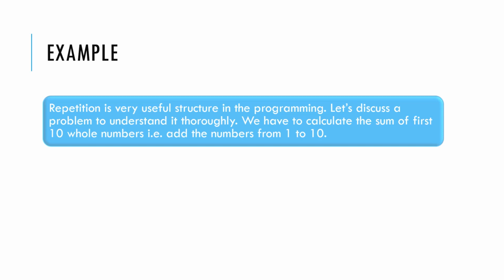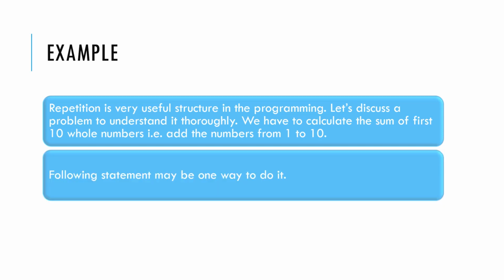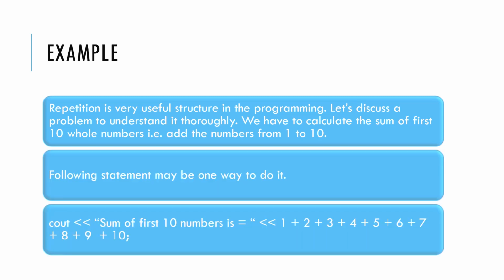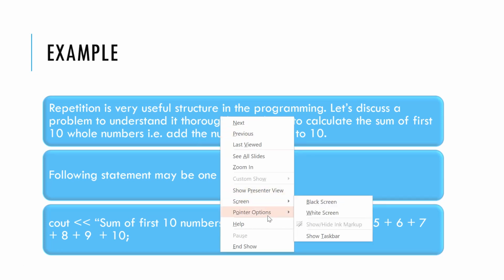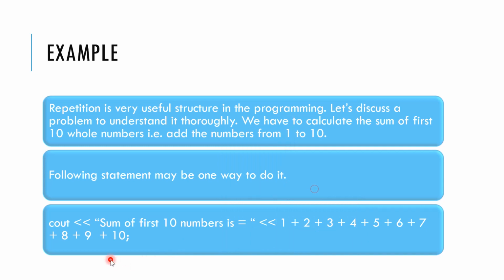Let's discuss a problem to understand it thoroughly. We have to calculate the sum of the first 10 whole numbers. That is, add the numbers from 1 to 10. So how could we solve it? One of the solutions is this one, in which the output is: sum of the first 10 numbers is equal to 1 plus 2 plus 3 plus 4 plus 5, 6, 7, 8, 9, 10, writing it manually.